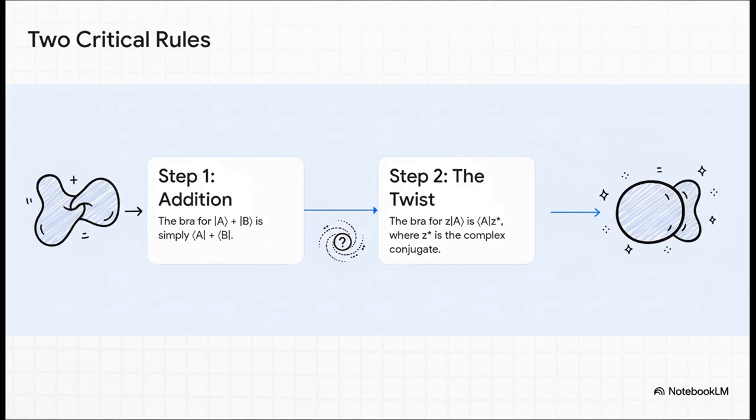Now, the first one, super easy, totally straightforward. If you add two kets, the bra that matches that sum is just the sum of the individual bras. No problem. But rule two. This is where the magic happens.